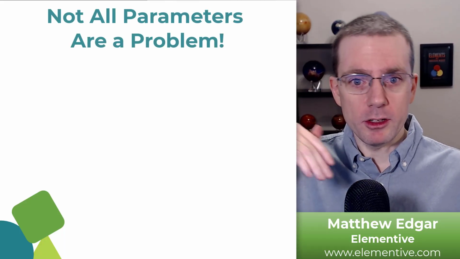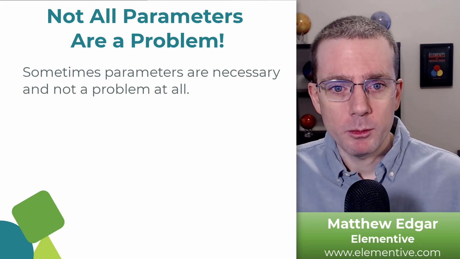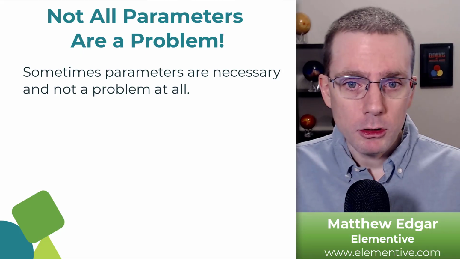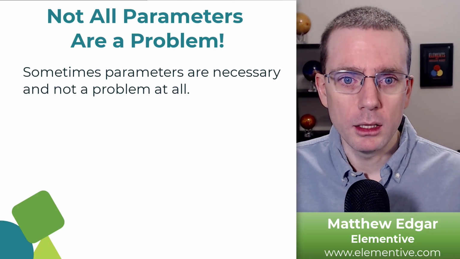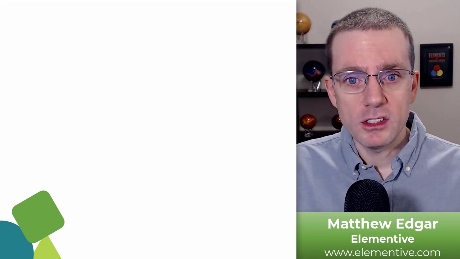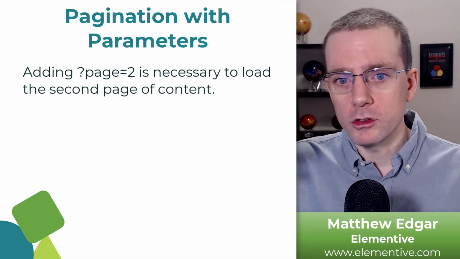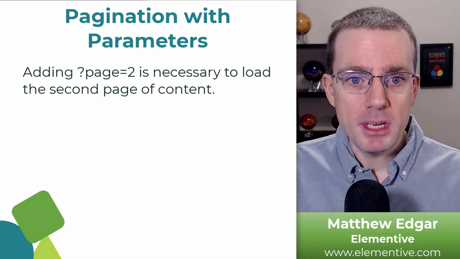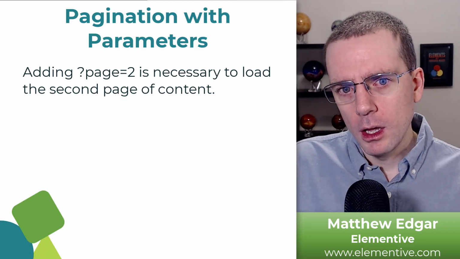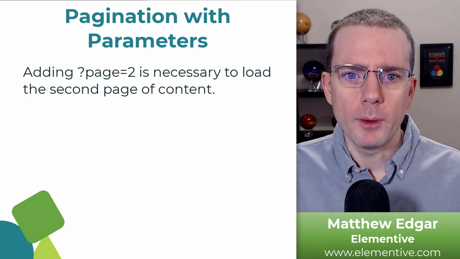Now, that's all the various problems that can happen, but let me be clear here that sometimes parameters are necessary and not a problem at all. You might need to append parameters to the URL in order for the page to load correctly. One good example of this is pagination. For example, adding ?page=2 to the URL might be necessary in order to load the second page of results. That's not a problematic parameter, that's a necessary parameter on your website.